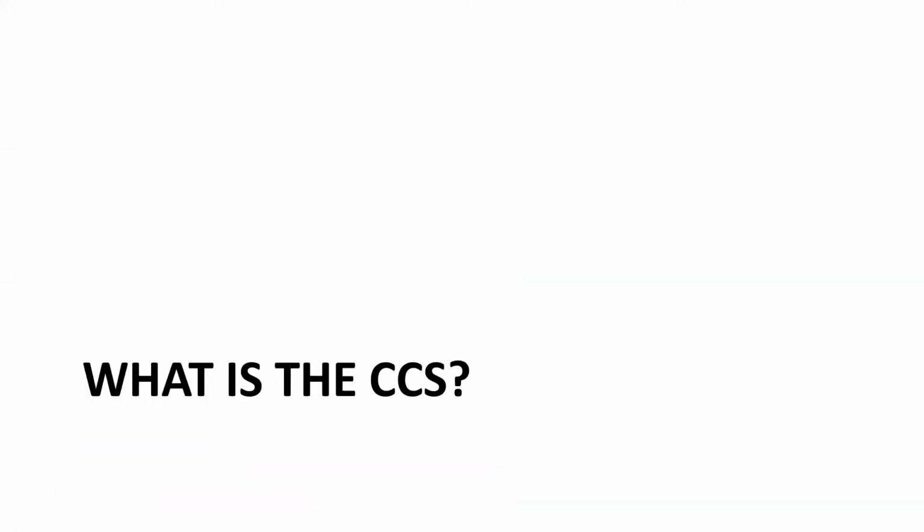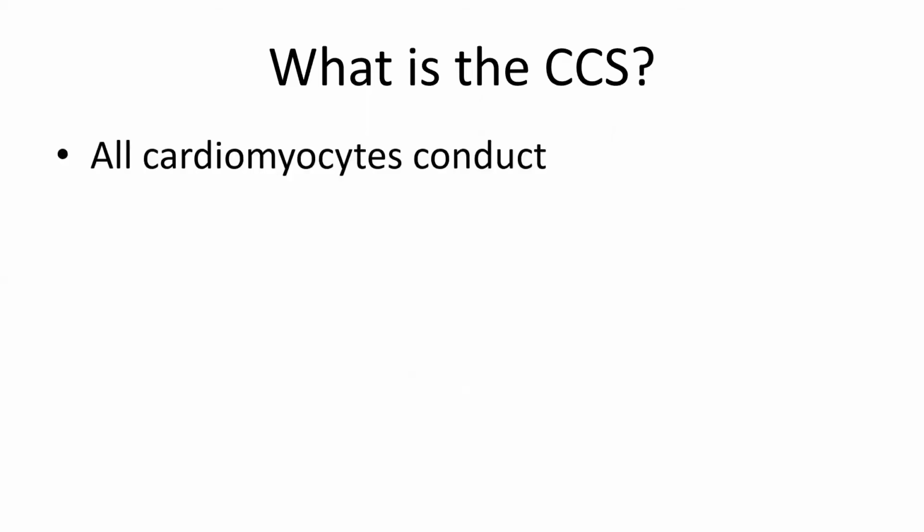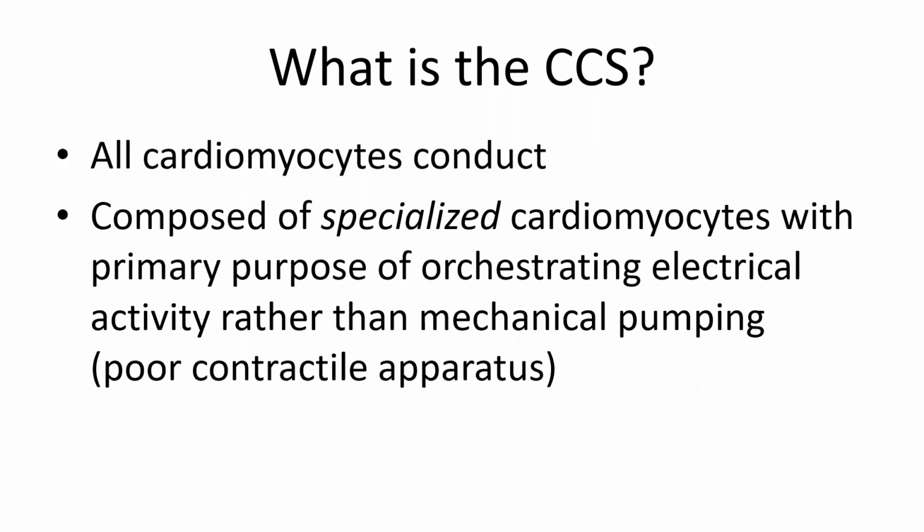So a couple of pedantic slides here about what the cardiac conduction system is. I remind you that the heart is a syncytium of cells connected electrically through gap junctions made of connexins. So if you just say the conduction system is the part of the heart that conducts, well, all the myocytes conduct, so it's an incomplete definition. Really, the cardiac conduction system is composed of specialized cardiomyocytes with the primary purpose of orchestrating electrical activity rather than mechanical pumping. These cells in the conduction system are myocytes. They do have sarcoplasmic reticulum and all that. They just don't work very well.